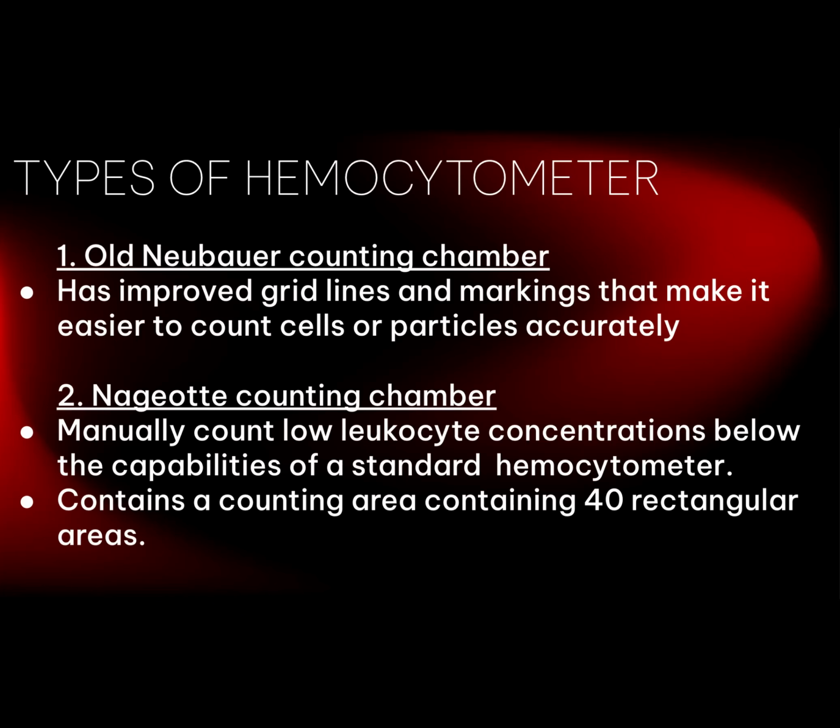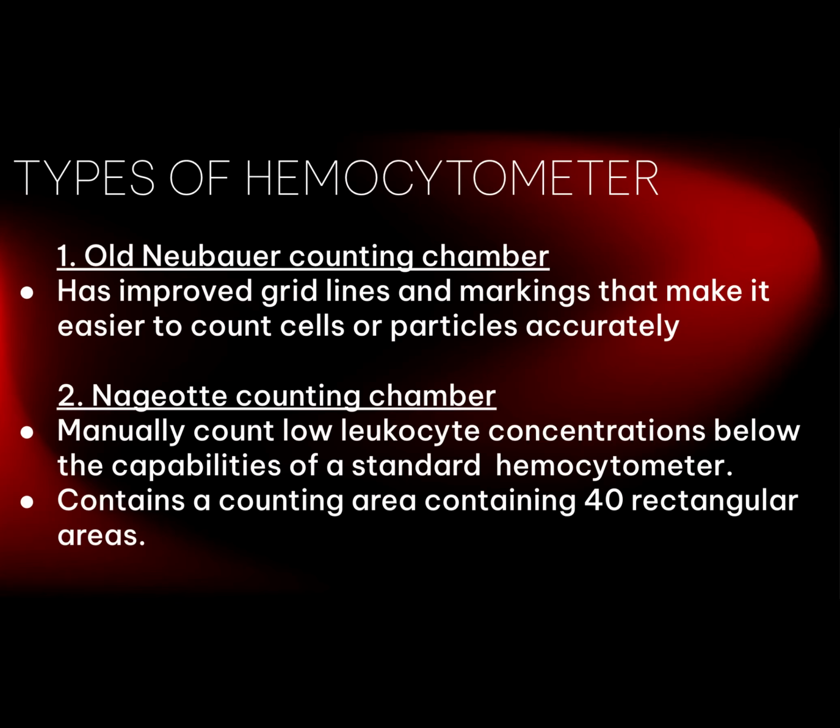Okay, so next let's talk about the different types of hemocytometers. Number one, we have the Neubauer counting chamber. This has improved grid lines and markings that make it easier to count cells or particles accurately. Next, we have the Nageotte counting chamber. This is used to manually count low leukocyte concentrations below the capabilities of a standard hemocytometer.